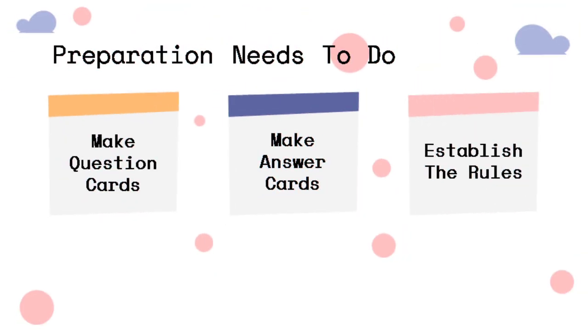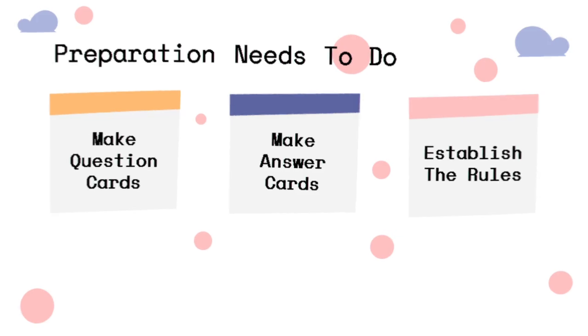So next, what preparation needs to be done? First, make some questions according to the material being studied. Write them in the question cards. And then second, make the key answers to the questions you have made. Write them in the answer cards, and it would be better if the question cards and answer cards are different colors. And then third, establish rules that reward successful students and sanctions for failing students. The teacher can make these rules together with the students.